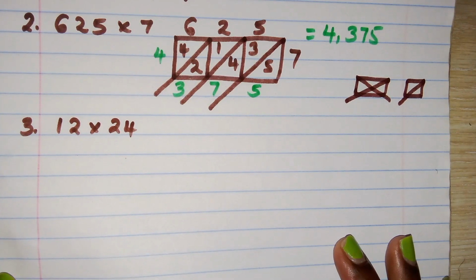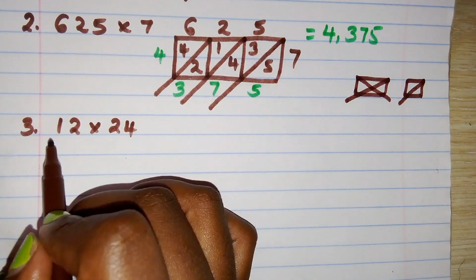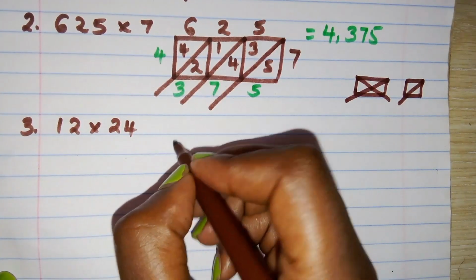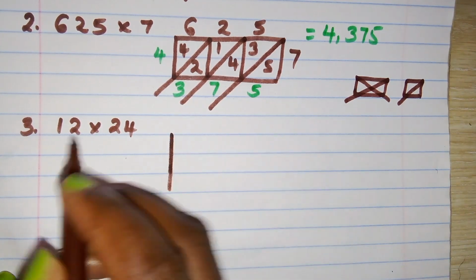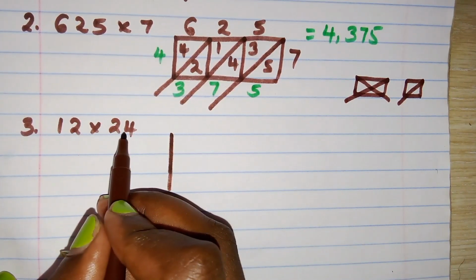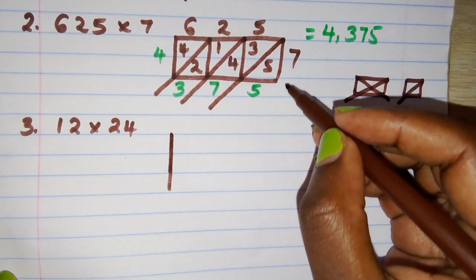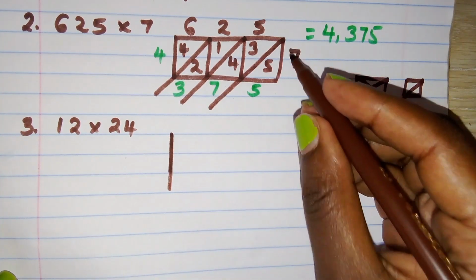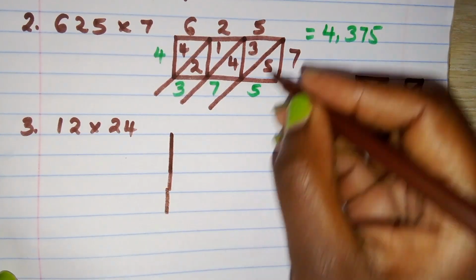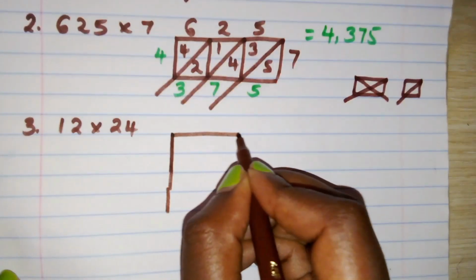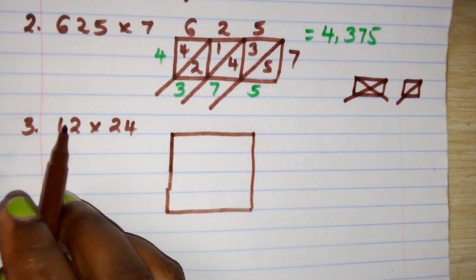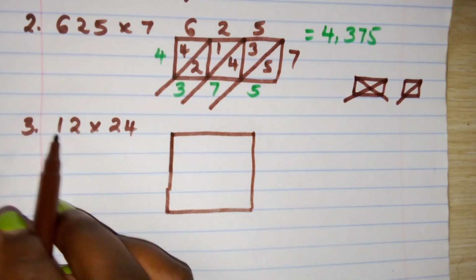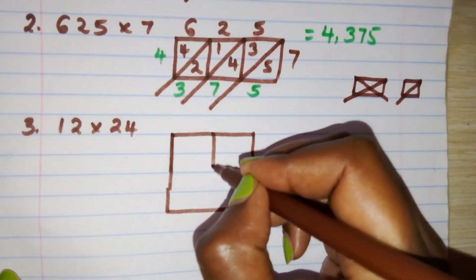Let's now try 12 times 24, so 2 digit by 2 digit. So once again, this one we have two numbers over here, meaning I'll extend my line. I'll make it like 4 boxes because this one had 2. And then how many times do we separate it? Here we have 2, so like that, 2.